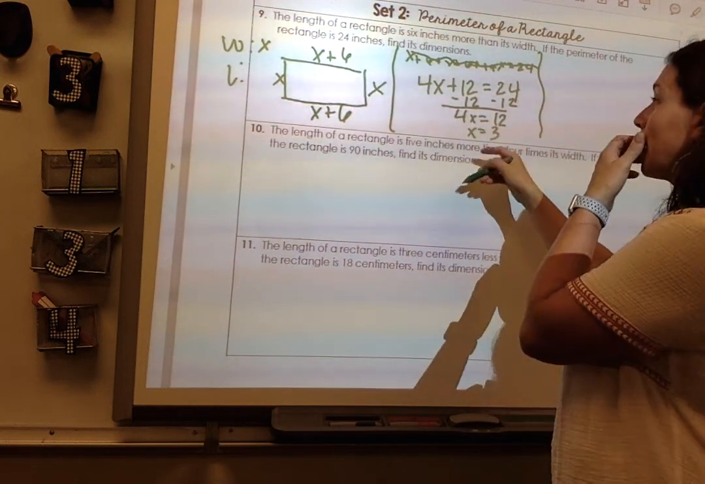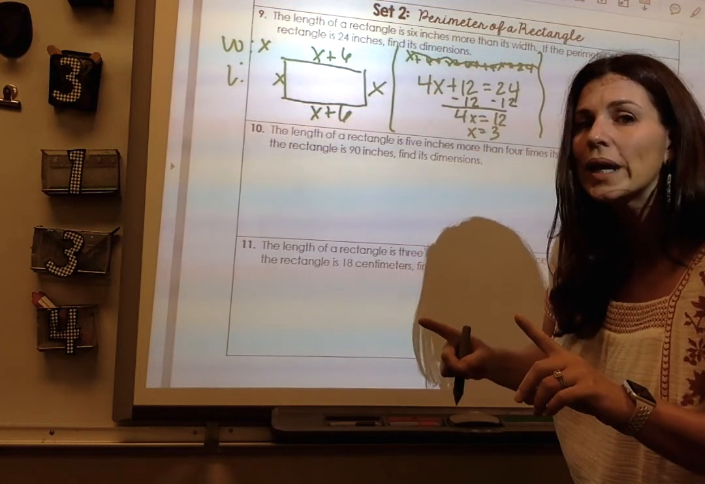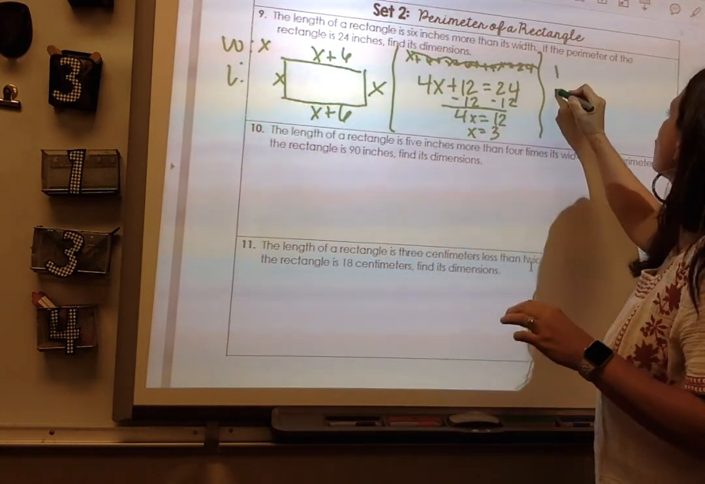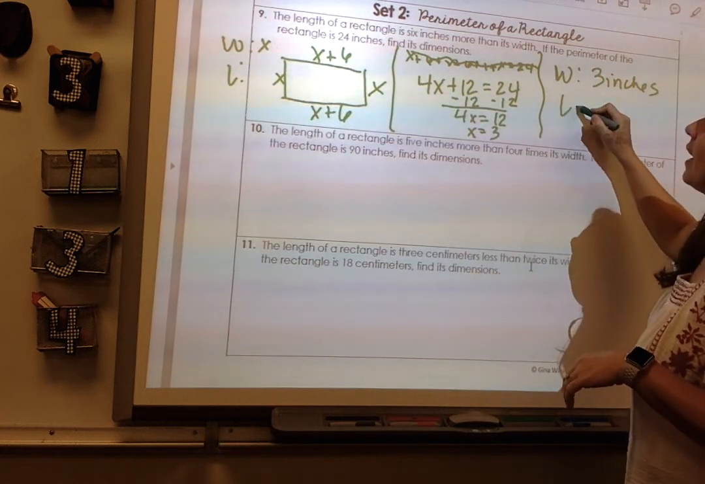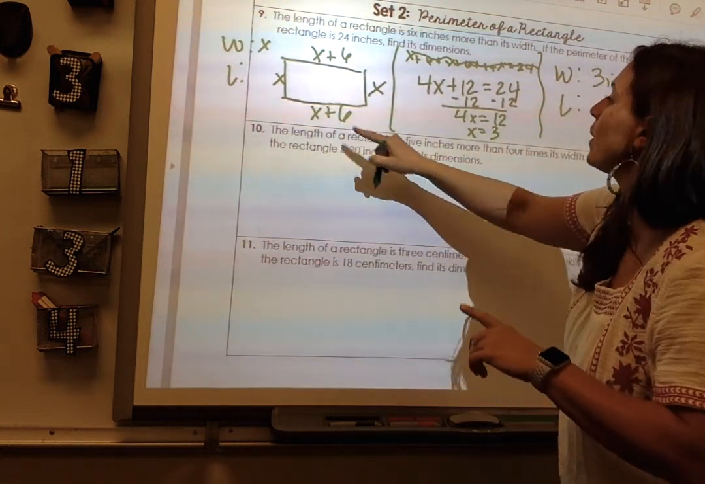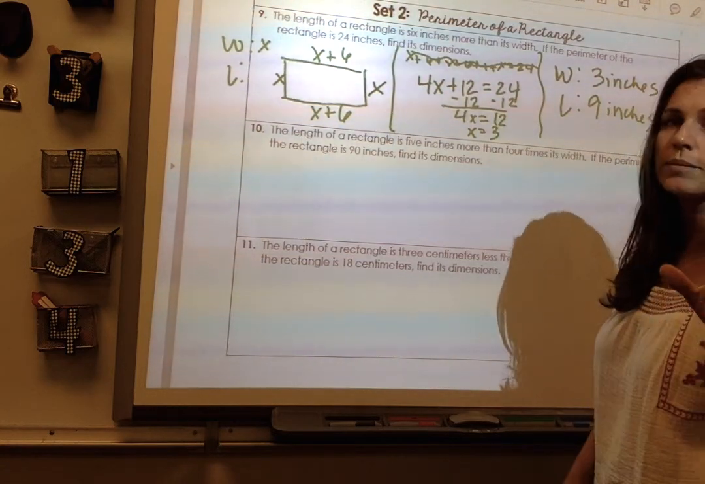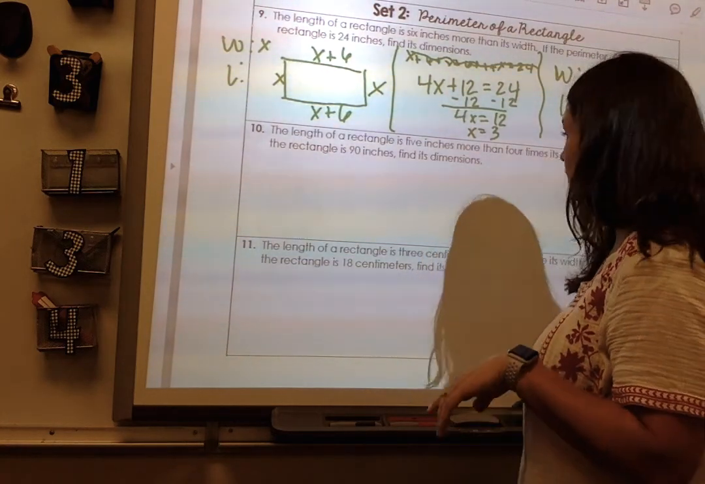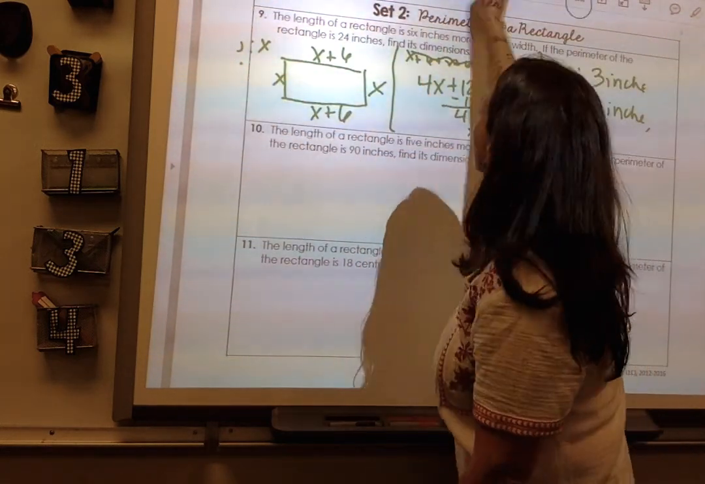X then equals 3. So what is 3? My width is not just 3, it's 3 inches. So width is 3 inches, and length is going to be 3 plus 6, which is 9 inches. You've got to make sure you fill in those units of measurement or it will be wrong. Okay, so that's perimeter.